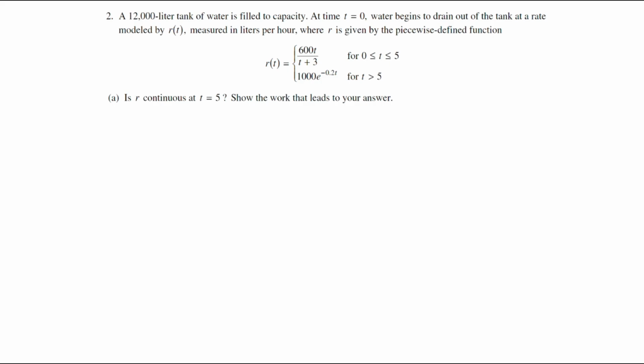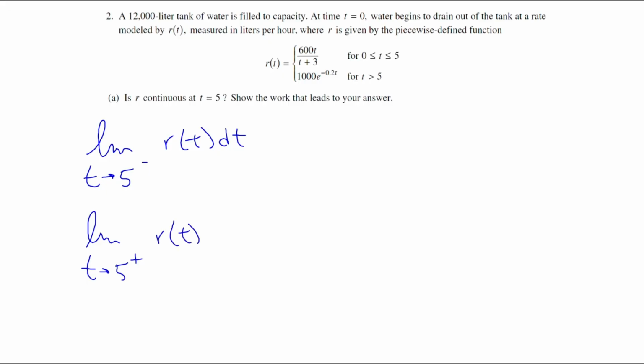Part A just asks, is the function continuous here at t equals 5? Well, in order to figure out if the function's continuous, we need to use limits. So we're going to do a limit as t approaches 5 from the left of r of t, and a limit as t approaches 5 from the right of r of t. Not dt. I don't know why I'm so used to doing integrals. There's no dt, just r of t.